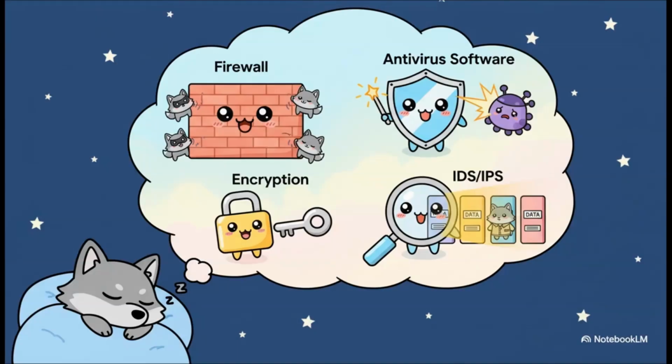And here are a few classic examples. Basically, a wolf's worst nightmare. You've got firewalls, which restrict network traffic, antivirus software, which protects against malware, encryption, which scrambles all our data, and of course, IDS and IPS, intrusion detection and prevention systems.